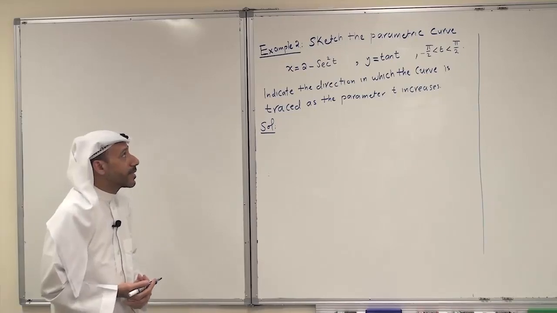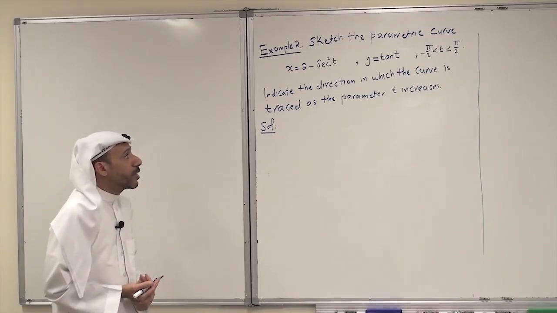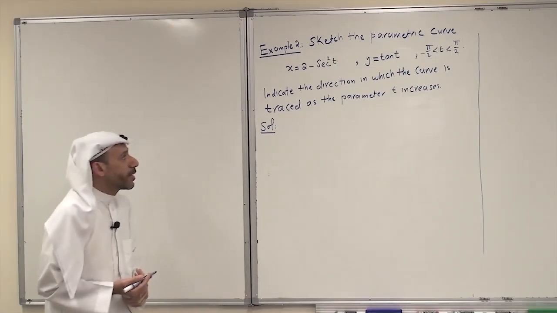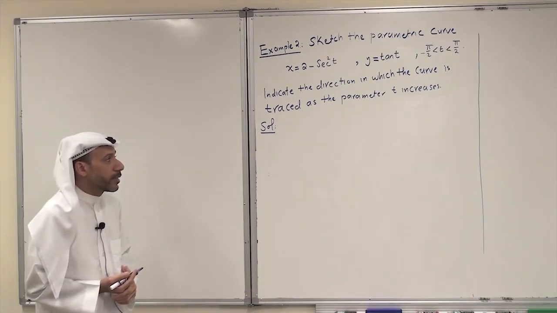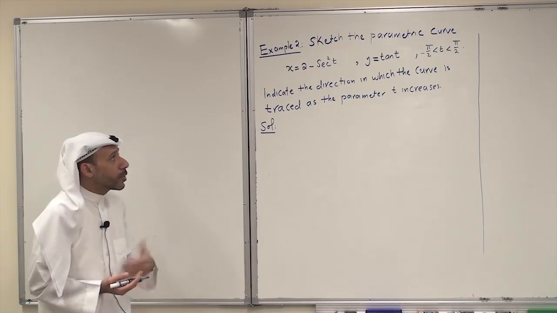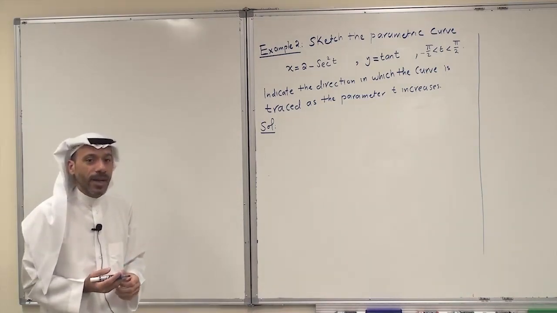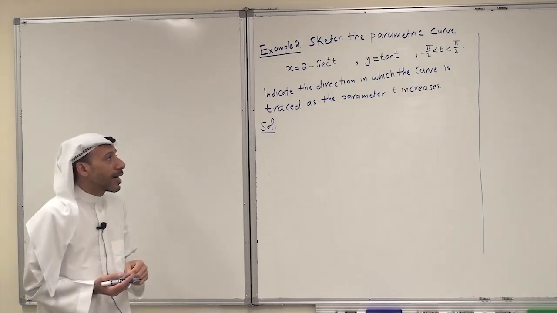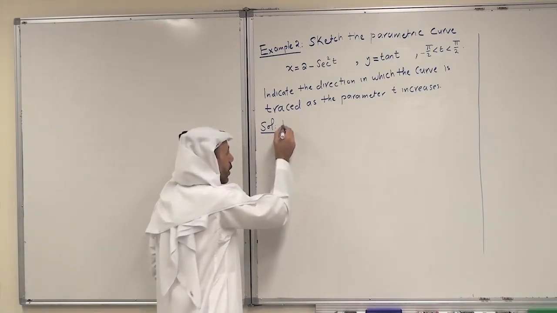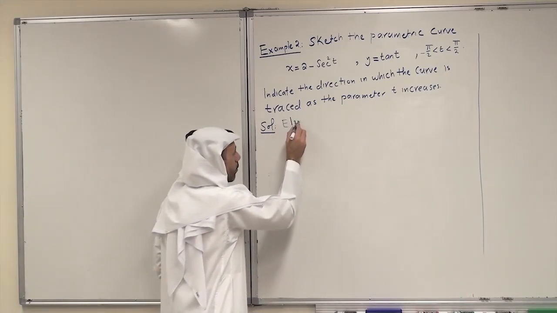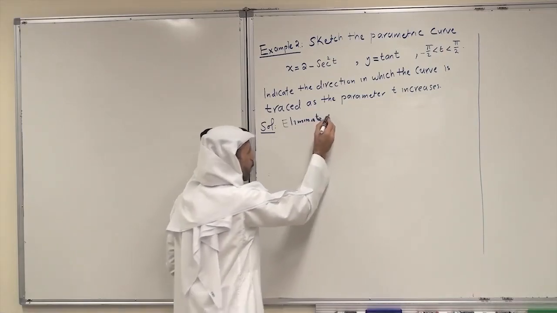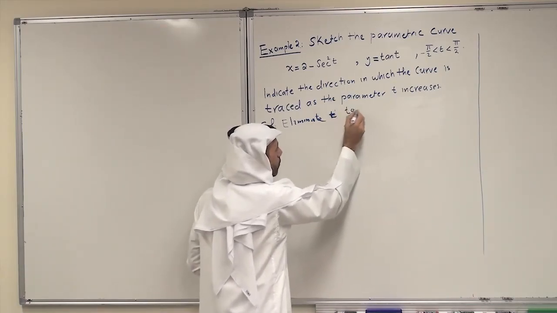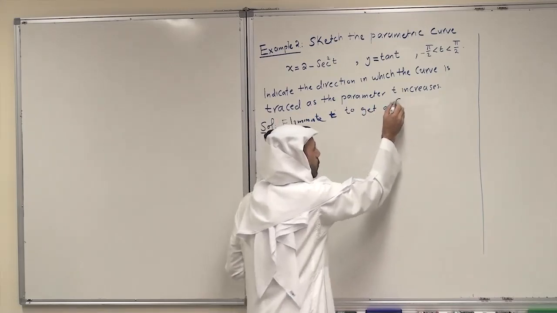We consider a second example, which is the following. Sketch the parametric curve given by the given parametric equations over the given interval. Indicate the direction in which the curve is traced as the parameter t increases. To sketch the parametric curve, we use the practical way, which is trying to eliminate the parameter t and then convert it to a Cartesian equation. So this is the practical way, really. Eliminate the parameter t to get a Cartesian equation.